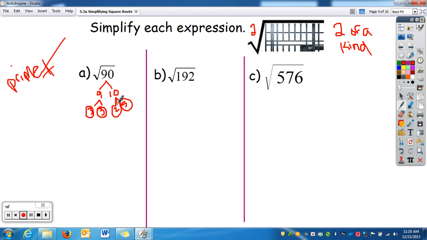Alright. So, to figure out what this simplifies down to, if I have a pair of numbers, they can go outside. Well, I have a pair of 3's. So I just bring a single 3 outside, not both of them. And then inside, the 2 and the 5 do not have a pair. So I go 2 times 5 inside, and then I get 3 square root of 10.